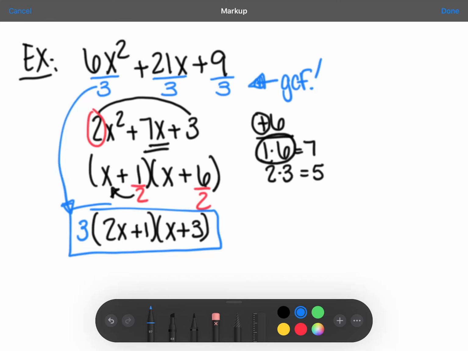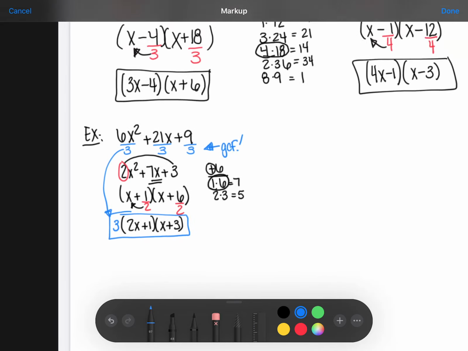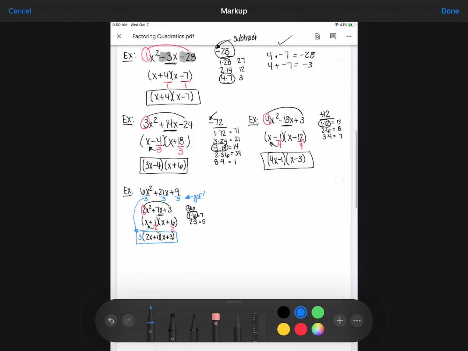It's not real common to have a greatest common factor, but every once in a while they like to throw one at you just to make sure you remember to look for it each time. All right, so review these problems. Let me know if you have any questions. Remember to multiply the first and the last term together. List the factors, add or subtract, and you'll know whether to add or subtract by whether that number you multiplied by was positive or negative.